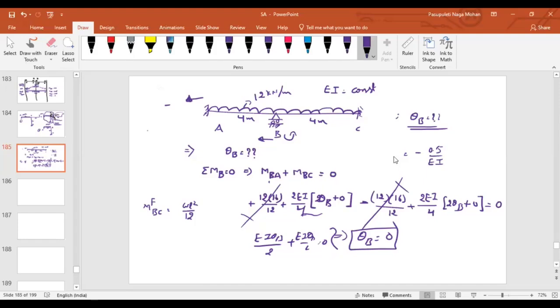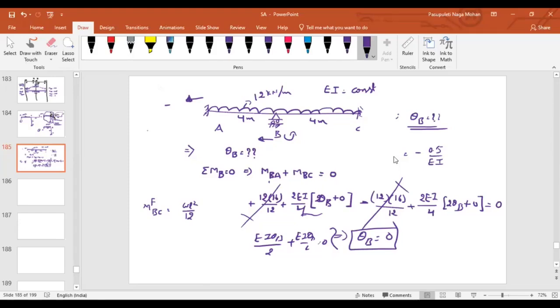What about the distribution factors? By looking at them directly, you can tell. What about the distribution factors at joint B? 4EI on both sides, isn't it? Yes, sir. EI and lengths are also the same. That means what about the distribution factors? 0.5 and 0.5. Quickly just try to draw the diagram and let me know what values you will get. Come on. What are the fixed end moments?